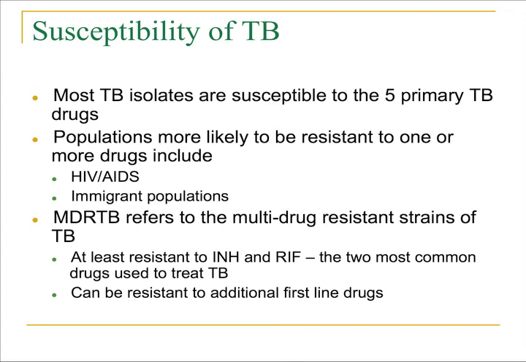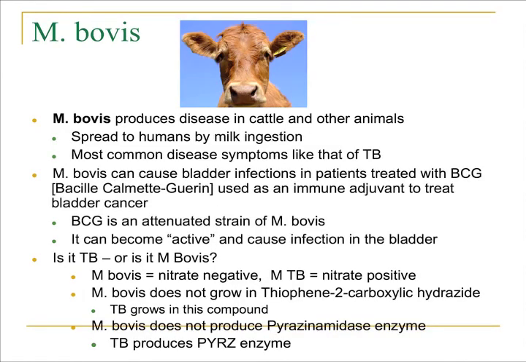On the next slide, we will talk about Mycobacterium bovis. M. bovis produces disease in cattle and other animals. It's spread to humans by ingestion of cows or milk. The most common disease has symptoms like that of TB. M. bovis can also cause an unusual infection, which we do see in modern hospitals, and that's of bladder infections in patients that are treated with BCG, used as an immune adjuvant to treat bladder cancer.